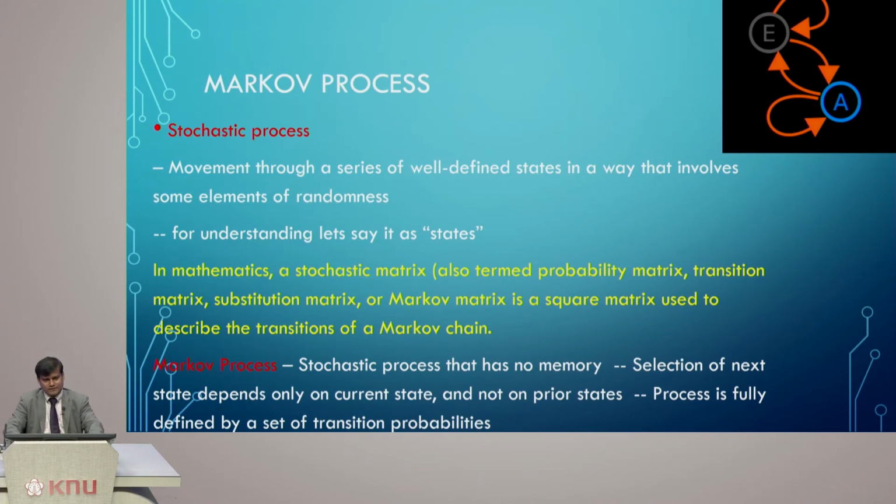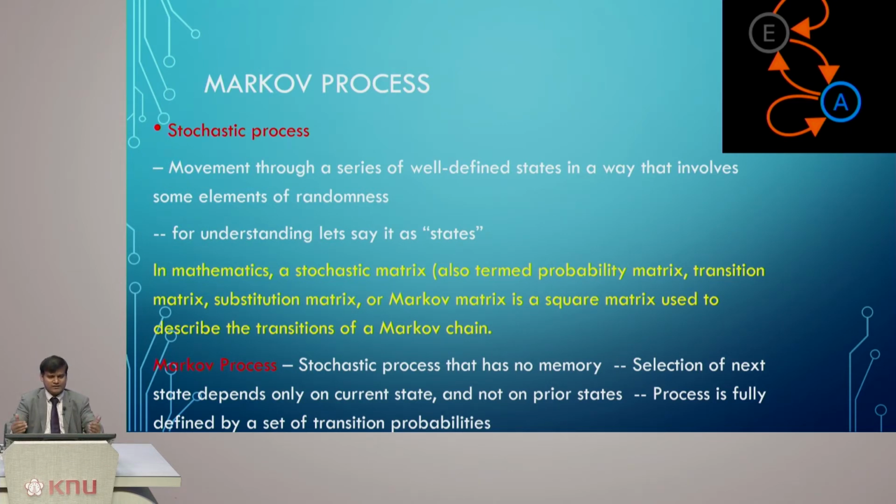Okay, here is the simple definition of this Markov process and stochastic process. A stochastic process is the movement through a series of well-defined states in a way that involves some elements of randomness. So you have well-defined states, as we have seen earlier. We have state A and state E, so they are well-defined states. And you are going to move from one state to another in a series of movements.